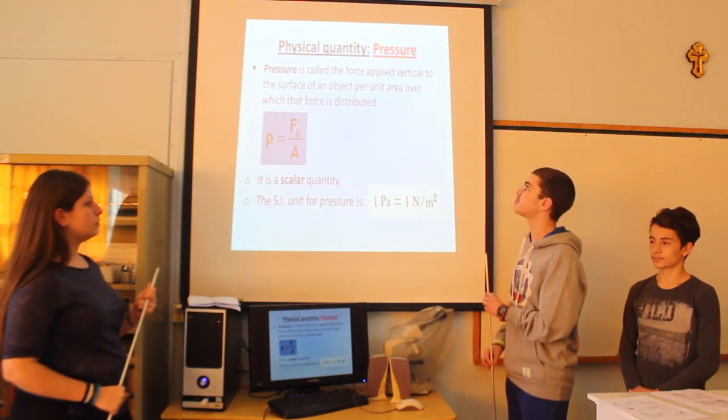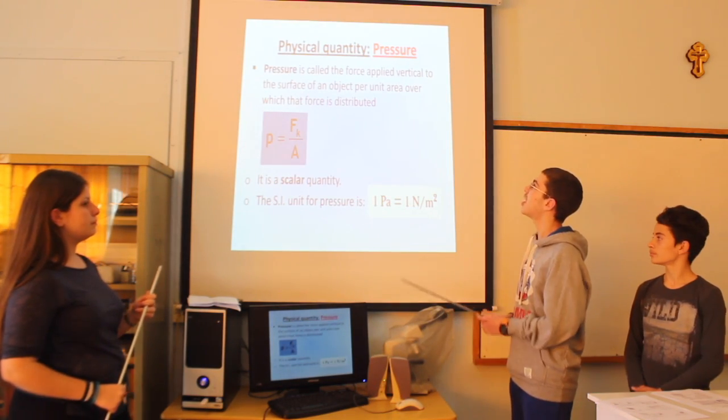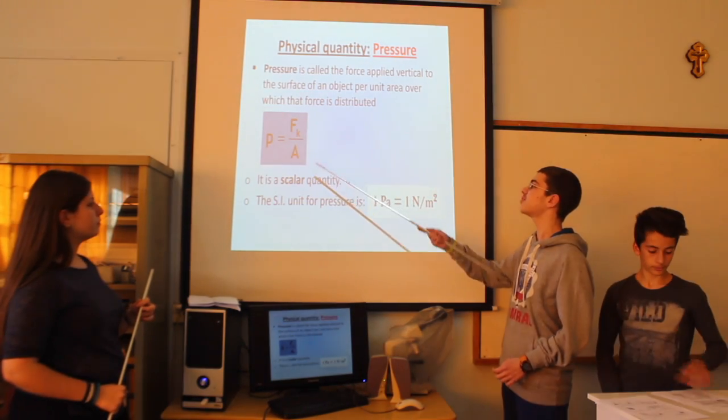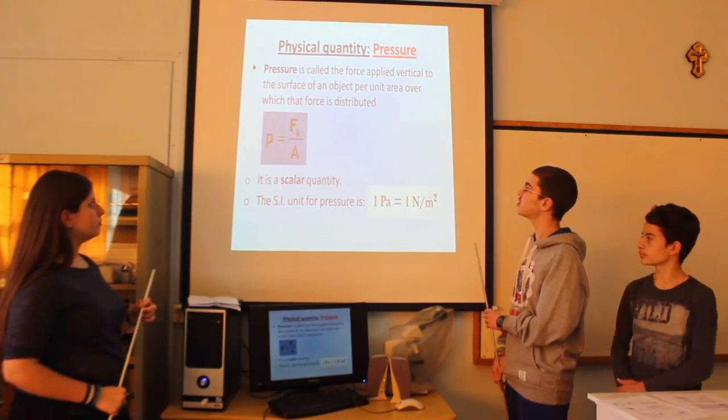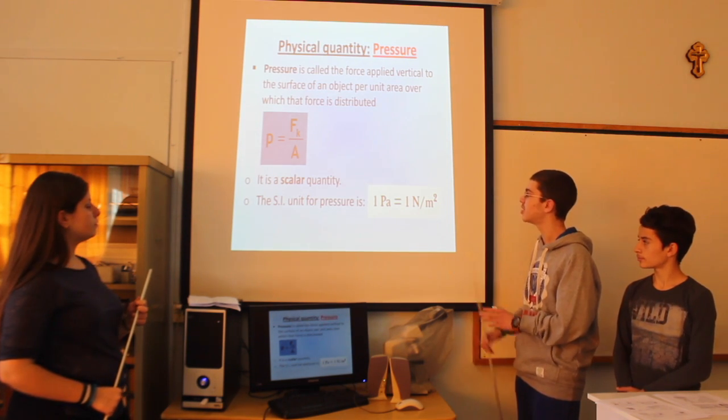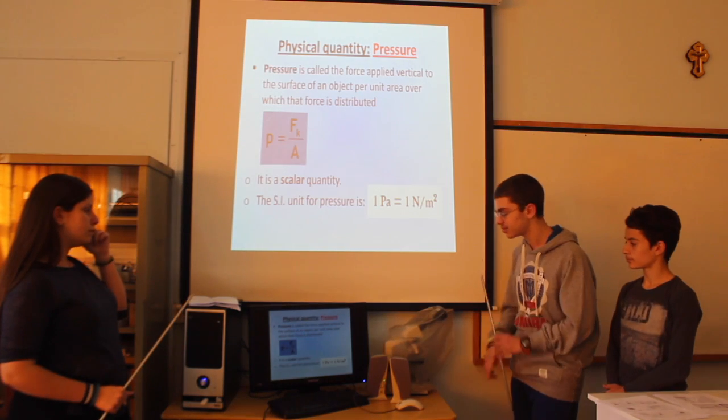Another physical quantity is pressure. Pressure is the force applied perpendicular to the surface of an object per unit area over which that force is distributed. Pressure is a scalar quantity, and the SI unit for pressure is 1 Pascal, or 1 Newton per square meter.